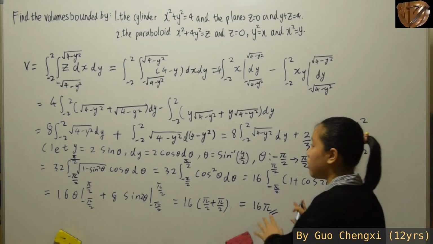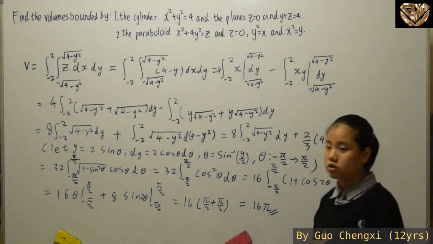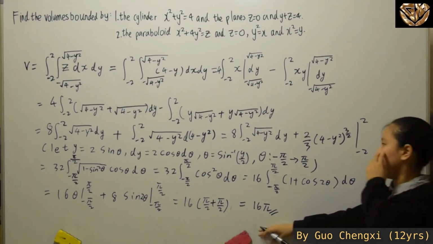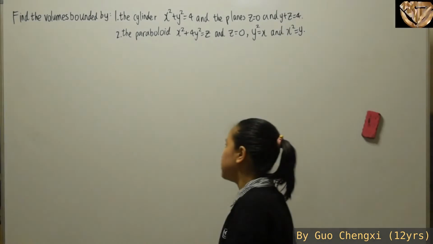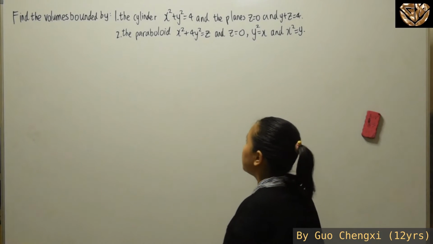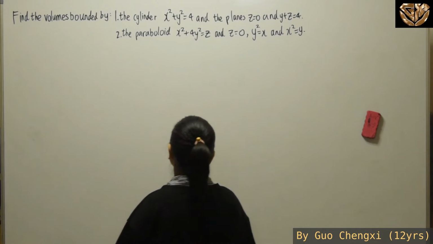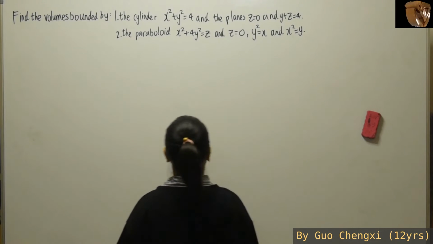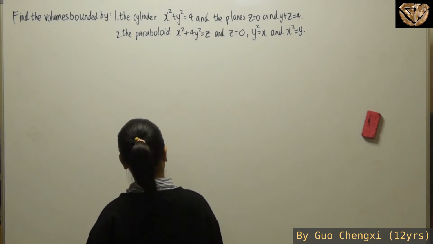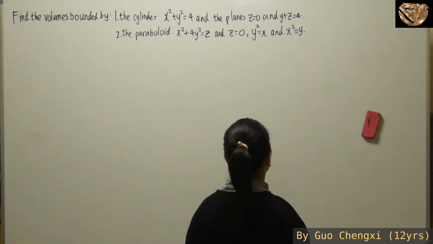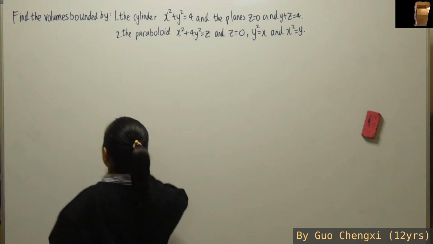So that'll be all for our first example, and now moving on to our next example. Okay, moving on to our next example, we have to find the volume bounded by the paraboloid x squared plus y squared, for y squared is equal to z and z is equal to 0, so y squared equals to x and x squared equals to y.